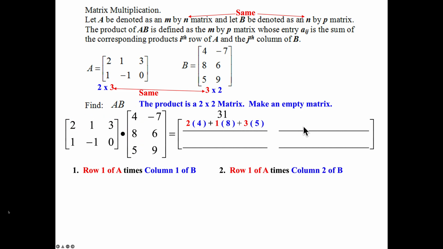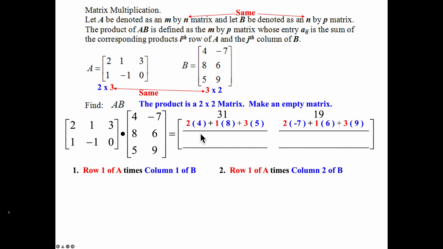Let's move over to row 1, column 2. All right, so row 1 again of your first matrix, but now we multiply it by the second column. So 2 times negative 7, again, these are going to be in parentheses, plus 1 times 6 in parentheses, plus 3 times 9. Crunch the numbers, negative 14 plus 6 plus 18, 19.